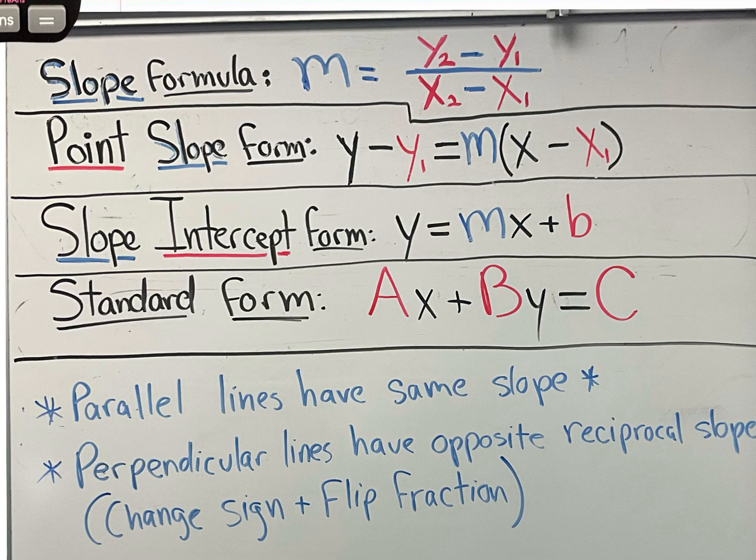Again, today's lesson is an emphasis of us indirectly giving you the slope. Parallel lines have the same slope. Perpendicular lines have opposite reciprocal slopes, which means that you change the sign and flip the fraction.